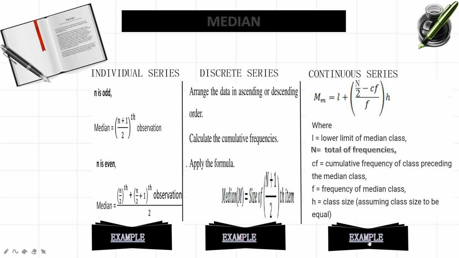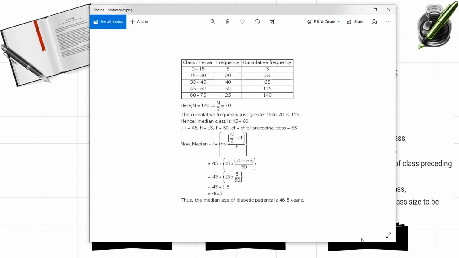Let me explain what the median class is with the help of a problem. Here is the problem. Class intervals and frequencies are given to you. As I explained before, you have to find the cumulative frequencies. The first value is as it is, 5, and the second value we get by adding the first two frequencies, that is 20 plus 5, which is 25. Next, to get the third cumulative frequency value, add the first three frequencies, that is 40 plus 20 plus 5, which is 65. In this way, find all the values.